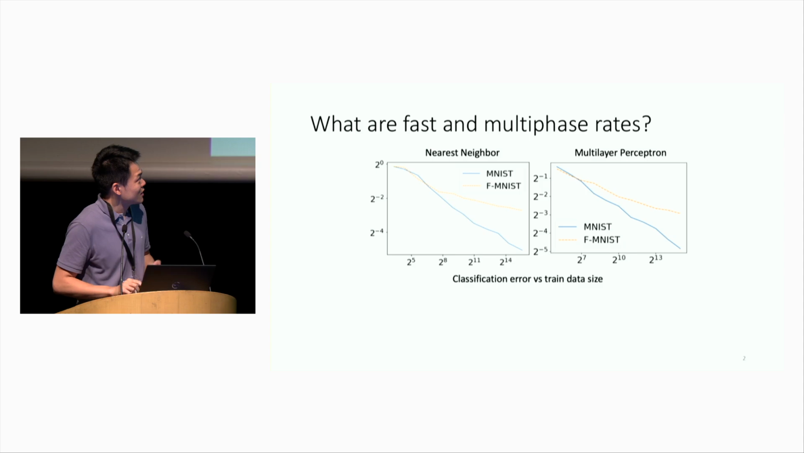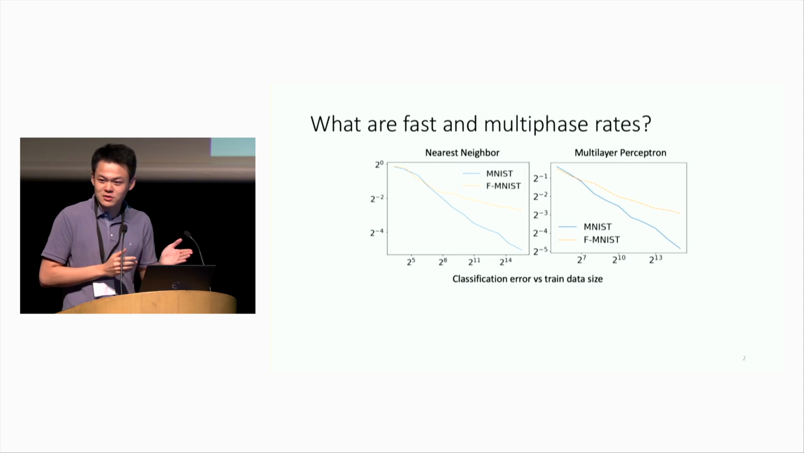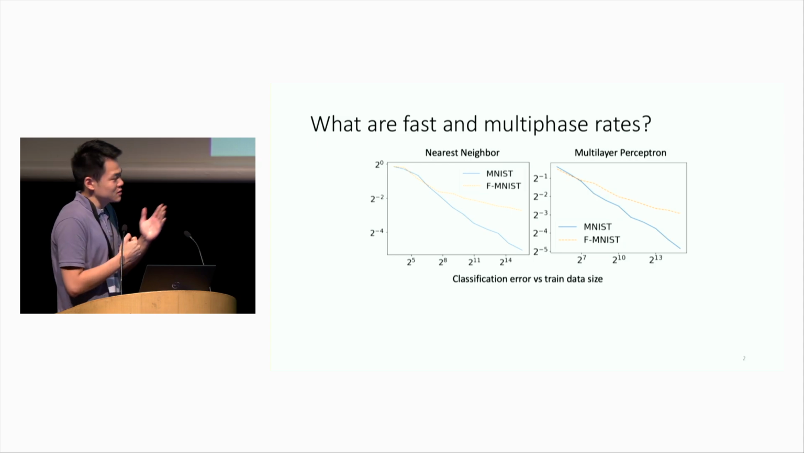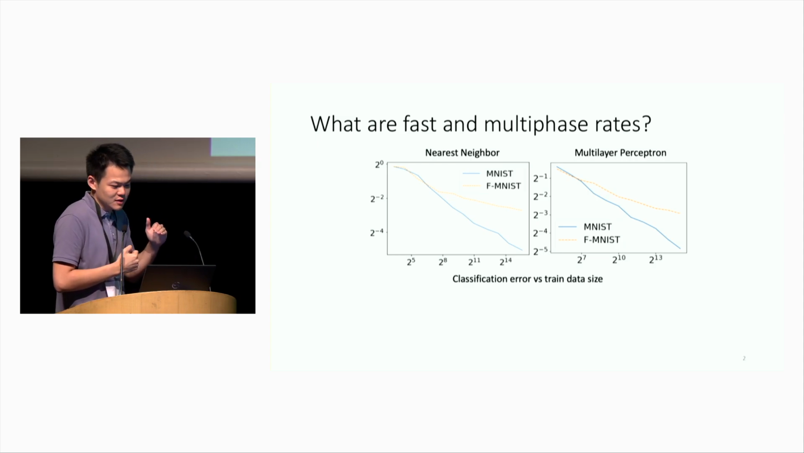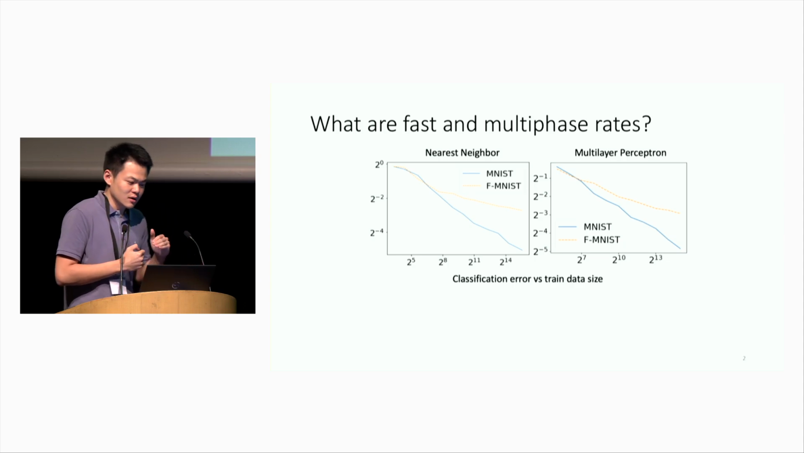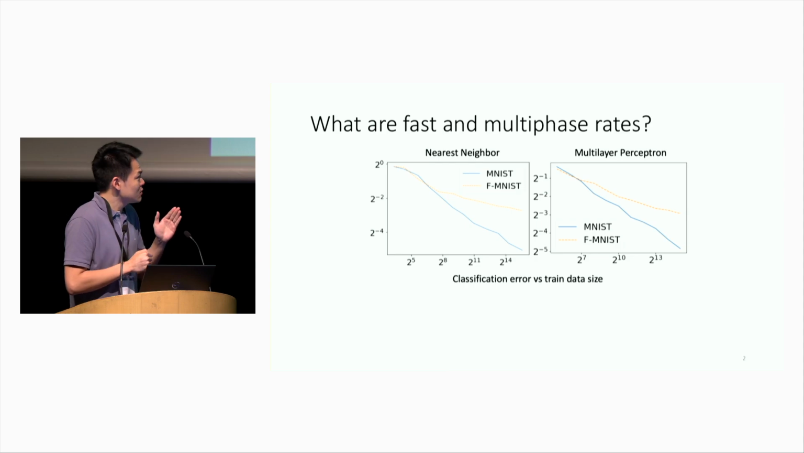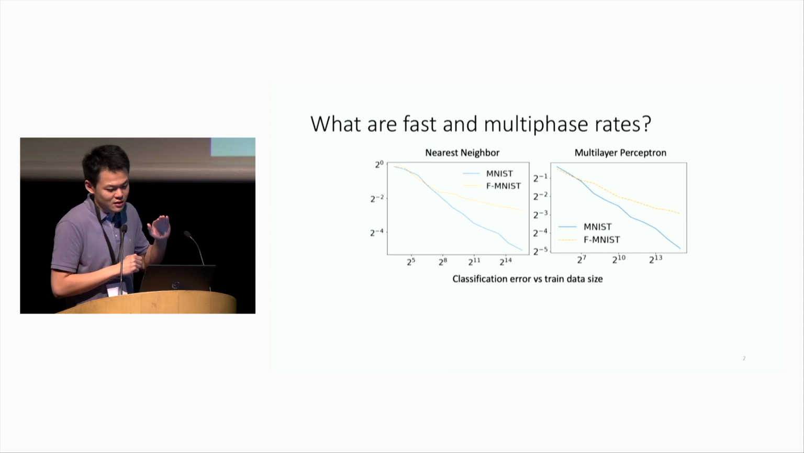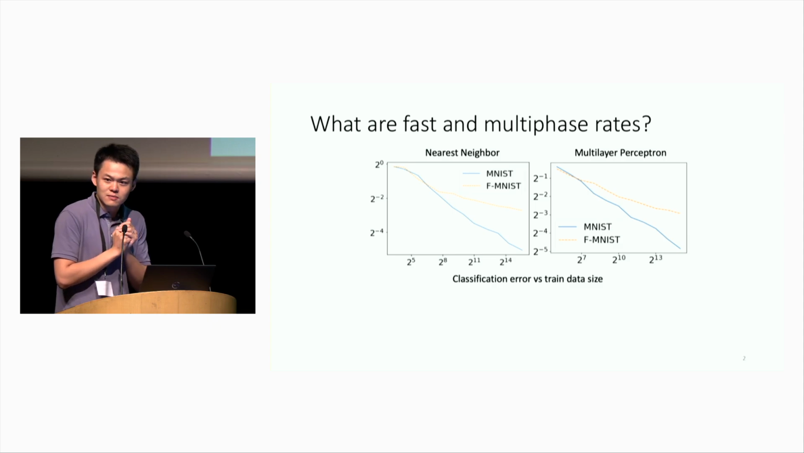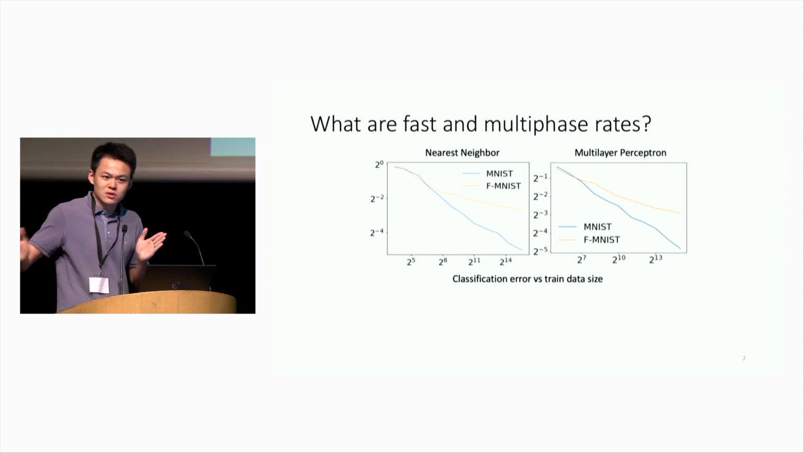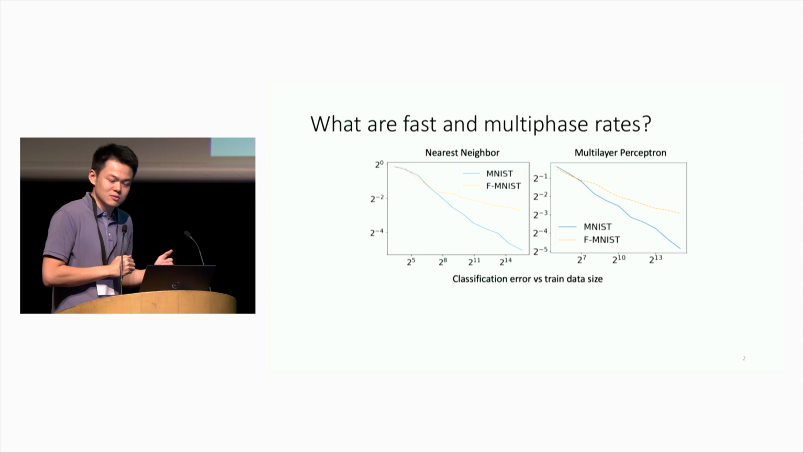In order to introduce this talk, I want to first explain what are fast and multi-phase rates in the title. What I'm showing here is a very standard training curve. The x-axis is the number of samples used for training the model, and the y-axis is the test error. Here we show two experiments, one on nearest neighbor, the other on multi-layer perceptron. What we observe is very expected: as we use more training samples, the test error gets smaller and smaller.